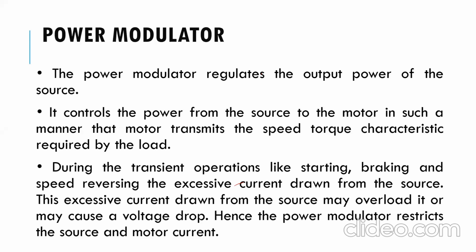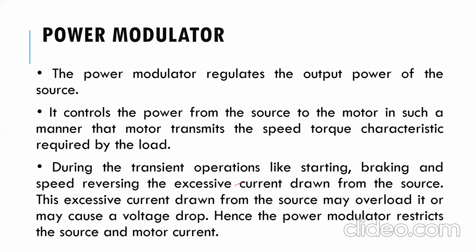Means what? To limit the current below the allowable value, that work is done by the control unit. The control unit controls when the switch is going to turn on or when the switch is going to turn off. When current increases, the switch will be automatically turned off. Means what?